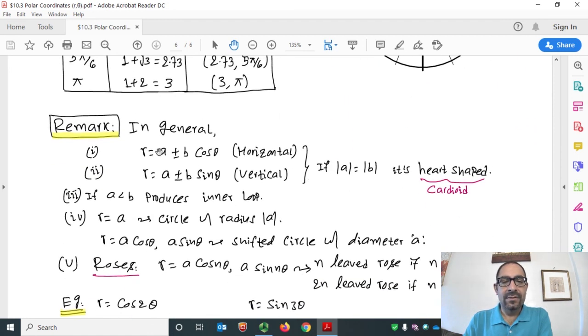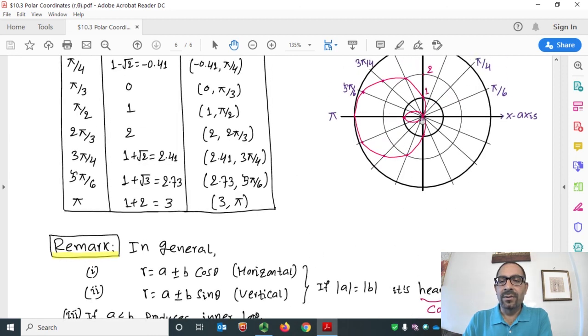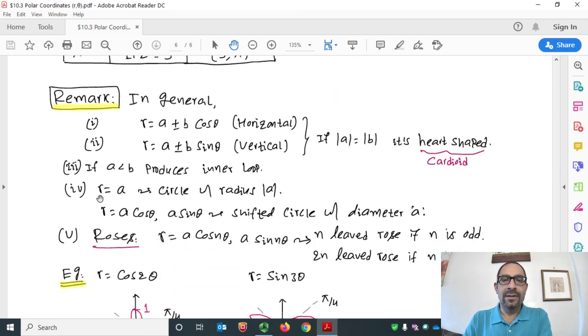If these two values a and b are equal, then this gives me the heart shape we call a cardioid. If a is less than b, then it produces the inner loop. The inner loop means this one. Great. If r is a, then this is a circle with radius absolute value of a. For example, r equals a cosine theta or a sine theta is a shifted circle with diameter a.